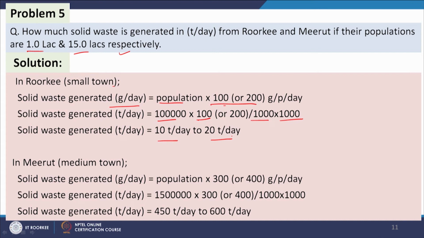And for Meerut, this value will change, because we know that for a medium city per capita waste generation is different from that of a small city, and it is 300 to 400 gram per person per day. So, if we multiply with the population, that is 15 lakhs, so 15 lakhs into 300 or 400, again divided by 1000 for conversion of gram to kg, and again 1000 from kg to ton. So, we will be getting 450 ton per day to 600 ton per day. So, now we are able to find out the waste generated in these two cities per day.